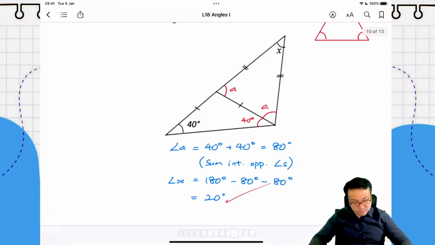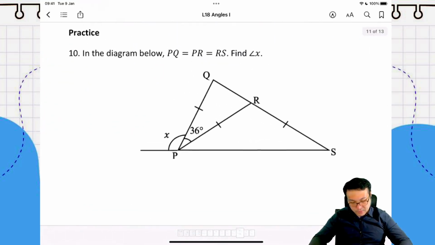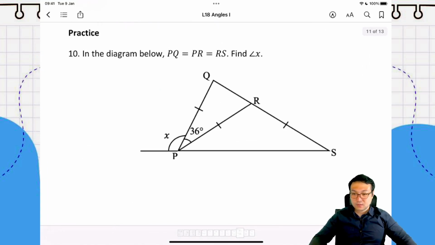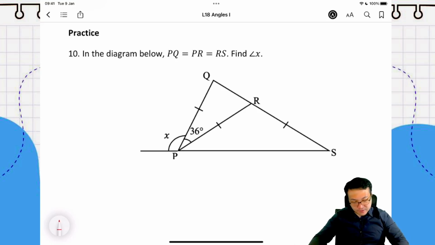Okay, so let's move on to try practice questions. Question 10. Now, they're asking you to find angle X. And we can identify quite a few isosceles triangles. Can I ask Embriel? Okay, Embriel, can you identify the first isosceles triangle? Which one can you see? PQR, very good. So if this is isosceles, that means these two sides are the same. That means this angle equals to this angle. So I'm going to call it angle A and angle A.